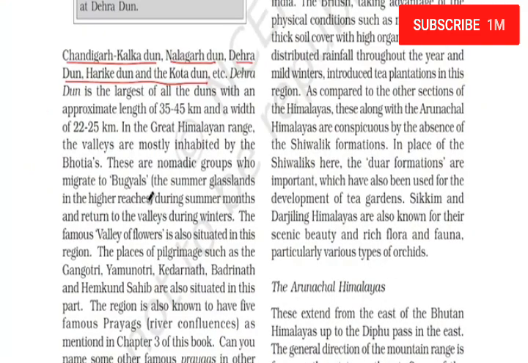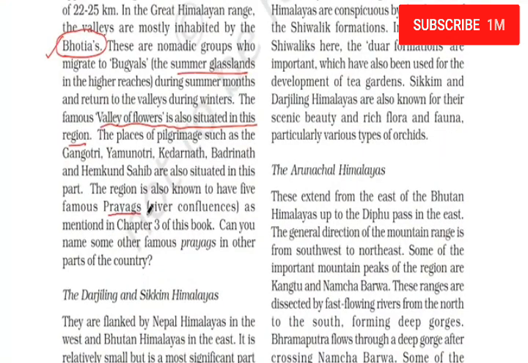After this, there is a particular community called Bhotias who are present in this region, and they usually migrate in search of summer grasslands. They enter other parts of Ladakh and give information if there is anything associated with Chinese incursions as well. The famous Valley of Flowers is also situated here. UPSC usually asks in which of the following regions the Valley of Flowers is present. You should know it is in the Himachal or Uttarakhand Himalayas, and the Prayags are also present in this region.